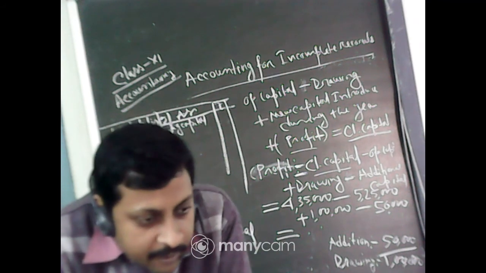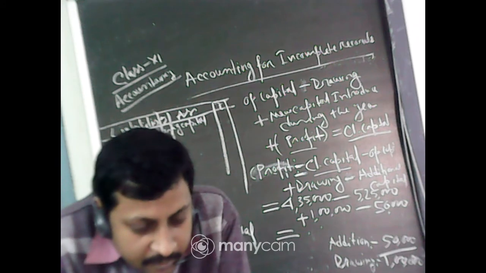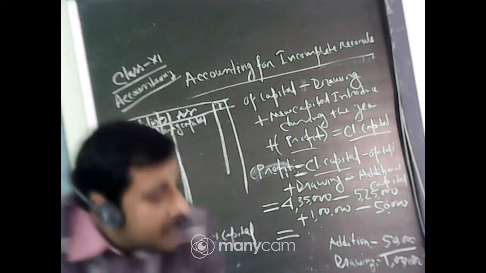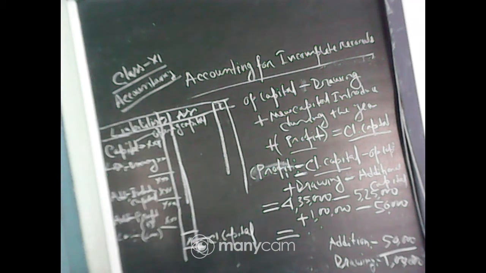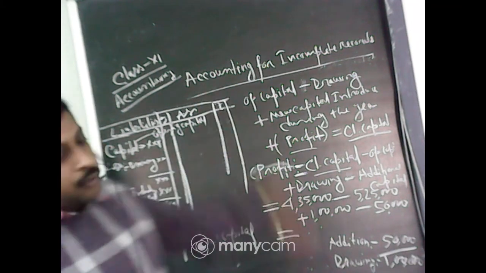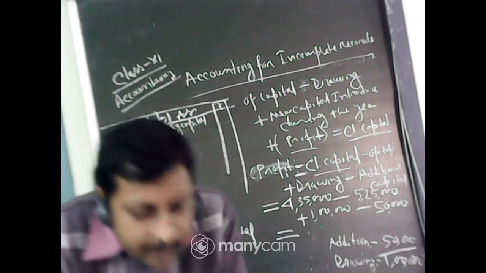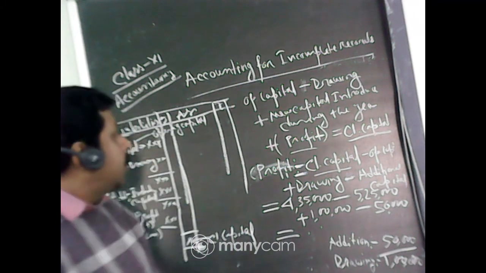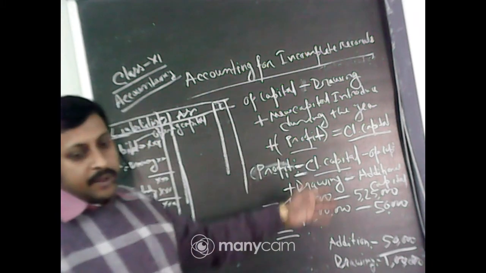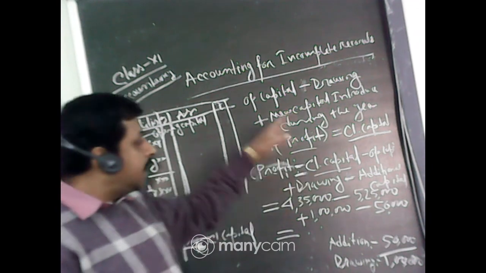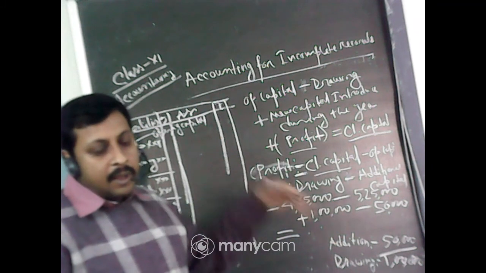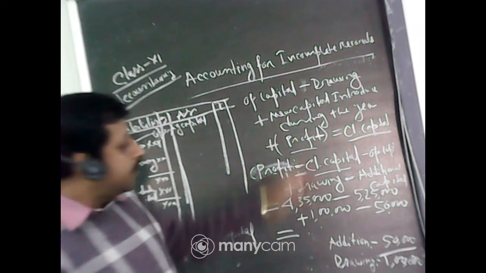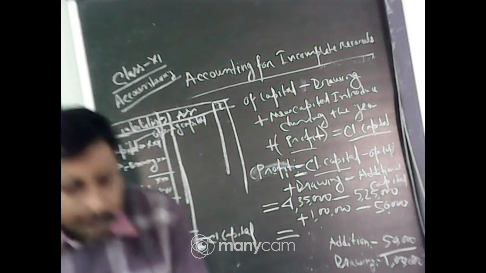This is the first step to do the accounting for incomplete records. There are two ways I said, that simply reveal the profit. Now, what we make next is the statement of profit and loss. Next I will make you understand how we will do that through a practical example.